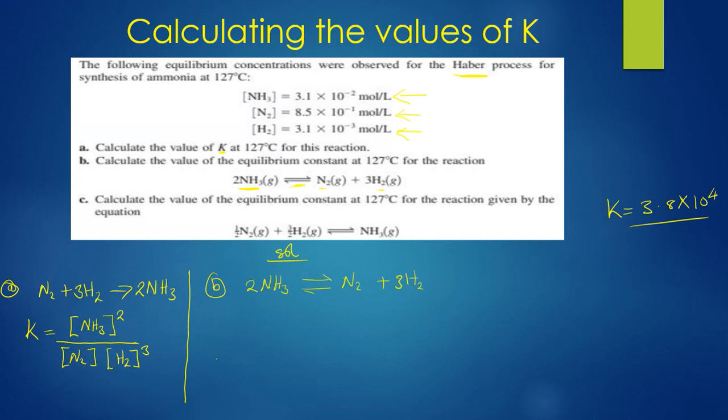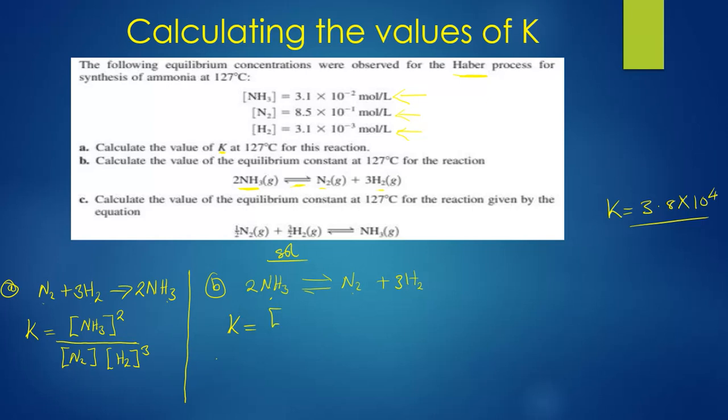So here this reaction is the reverse of the first one. On the first reaction we have nitrogen and hydrogen reacting to form ammonia, but on this side you have ammonia decomposing to form nitrogen and hydrogen. So it's the reverse. Now we can come up with the equilibrium expression for this reaction.